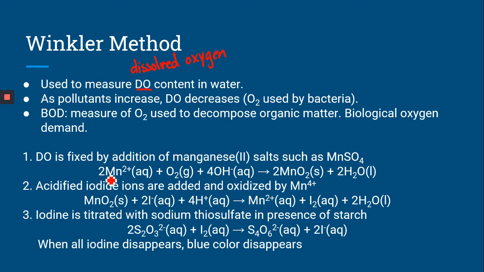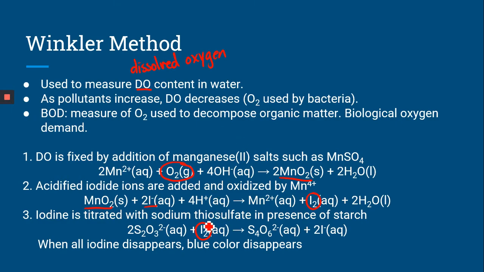To do the Winkler method, it's actually a series of reactions, 3 reactions. So if you were trying to look for the amount of dissolved oxygen, you would have to go through this series of reactions. So first you would react it with the manganese 2 ion to form MnO2, and then the MnO2 is used to react with the iodide ion. It forms iodine, which then is used in the thiosulfate reaction of starch. And so instead of being one reaction, it's actually a series of reactions.